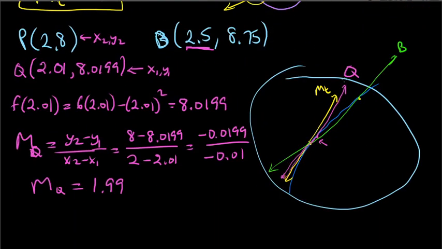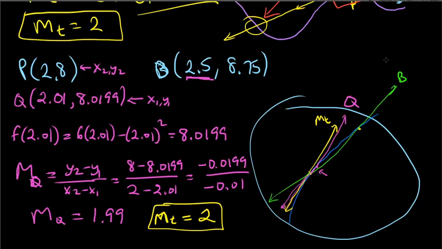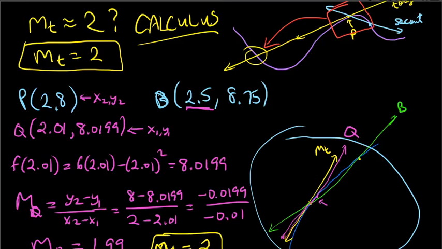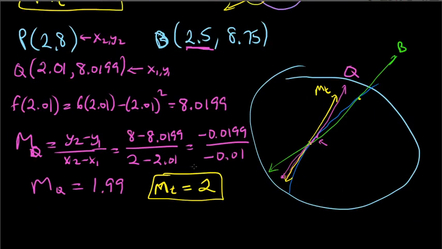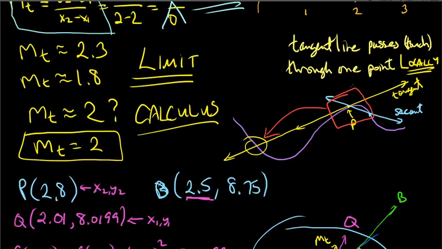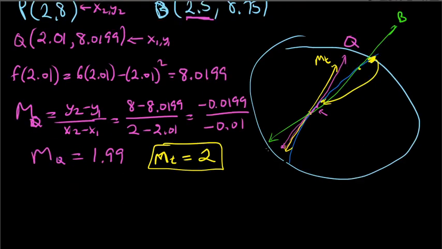Well, that's awfully close to 2. So at this point, I think we can almost conclusively say that the slope of the tangent line is probably 2. Okay? Because the line Q and the tangent line are very close together already. And so the slope of line Q is just slightly under the slope of the tangent line, slightly less. So how can you make an improvement? Bring your point closer. Instead of farther away, make it closer. As close as you want. You can even get closer, right?